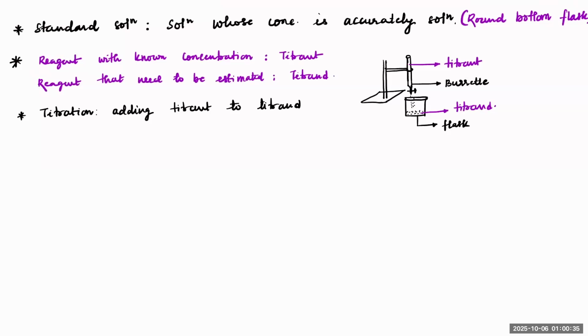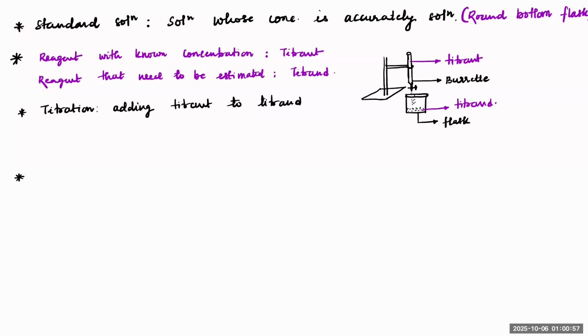So all we are trying to do is this. We are trying to figure out when two chemicals react to make a completion of a reaction. Titrant and titrand, both of them are two reactants or two reagents which will react with each other and make the reaction complete. So when this reaction gets completed, that is called equivalence point.